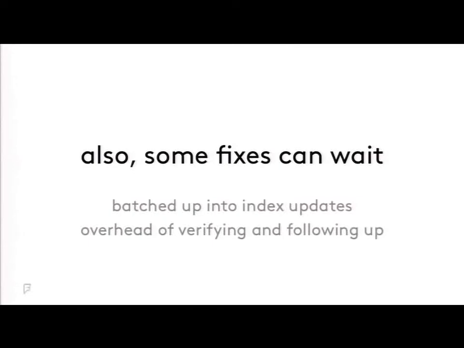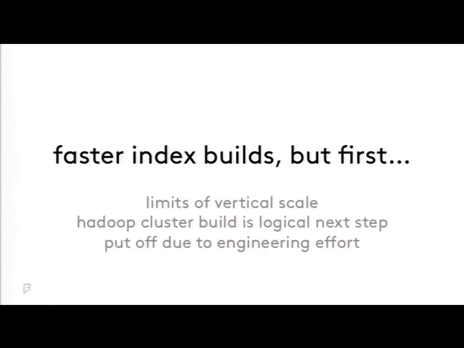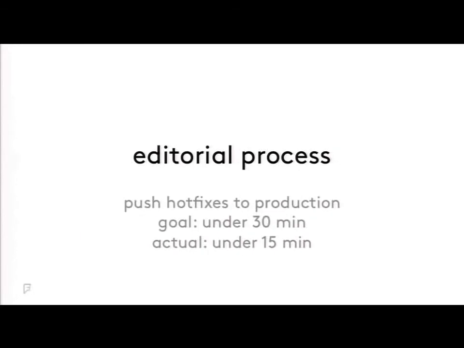And this is overhead that I can do without. Right, so what it came down to was two things, the first of which is obvious. Of course, we need faster index builds. There's only so much you can get from vertically scaling the single box on which you build your indexes. The logical next step is to start building our indexes on a Hadoop cluster. But that is a lot of engineering effort, and we've been putting it off for a long time. We got to it. That's the last part of my talk. I'll get to that. But more immediately, we needed a super quick editorial process that allowed us to write and deploy hot fixes to production. The goal was to do it in under 30 minutes.